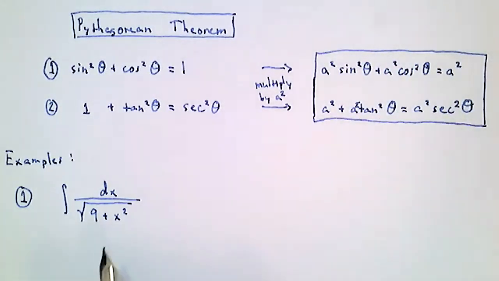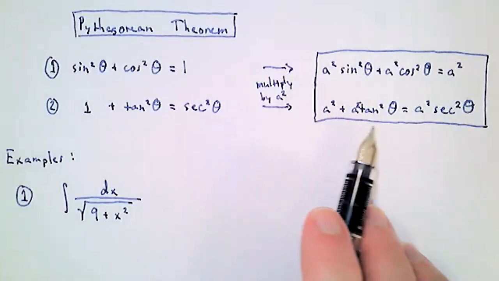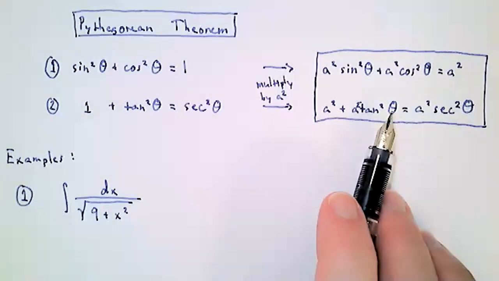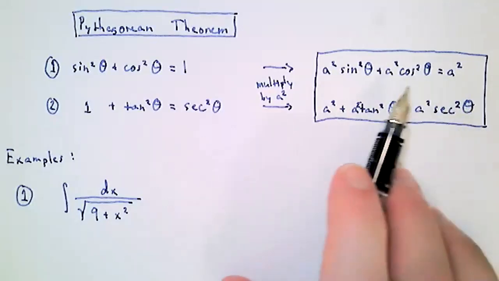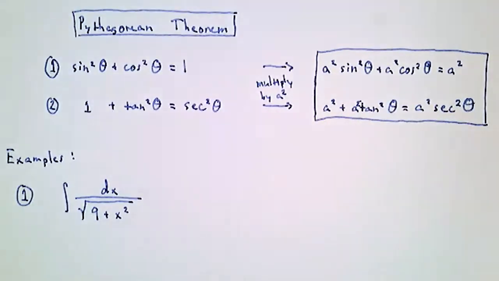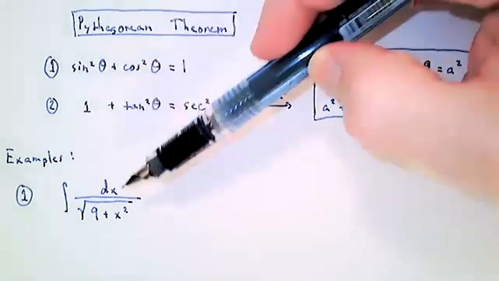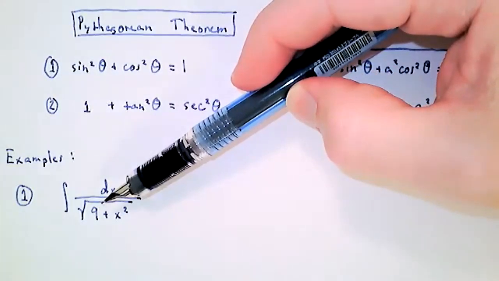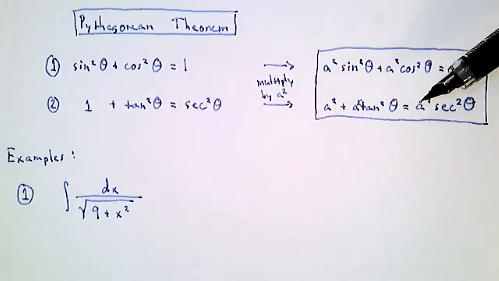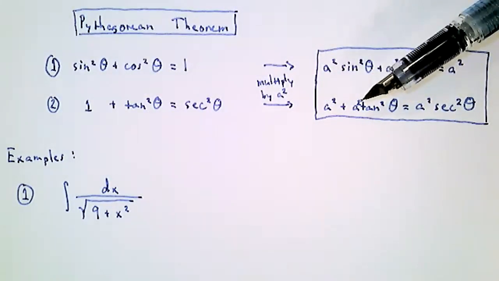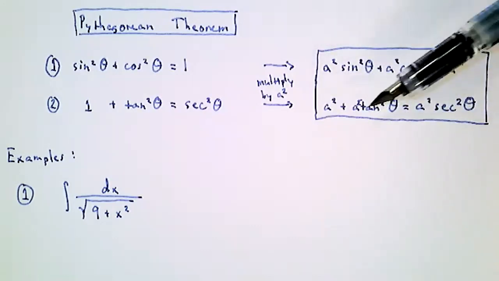So underneath the square root here, I have a number plus x squared. And in the second formula, I do have a number plus tangent squared. So this is going to be my hint that this is the proper formula. The second one is going to be the proper version of the Pythagorean theorem to use to do this integral. And in order to deal with this 9, this 3 squared, I want to make sure it occurs on every term in my formula so that this actually works out nicely.